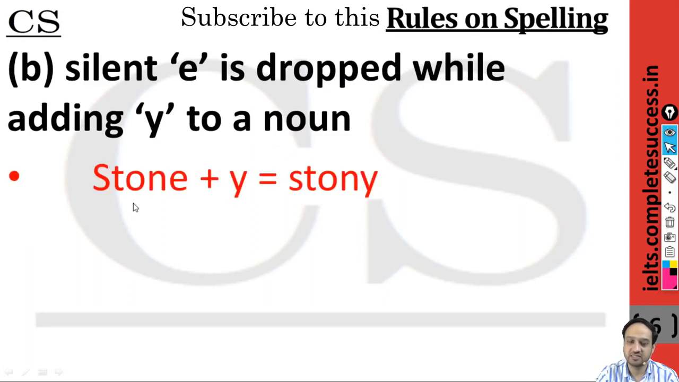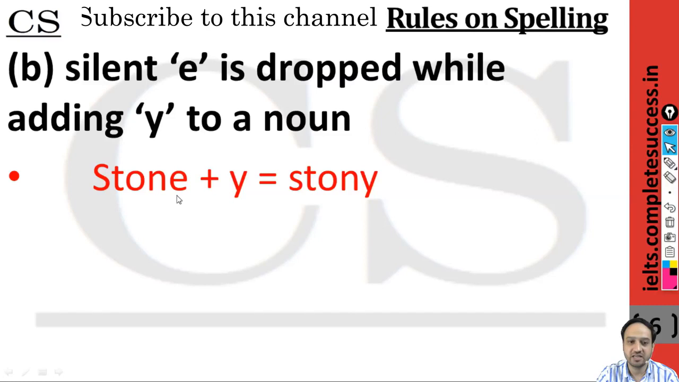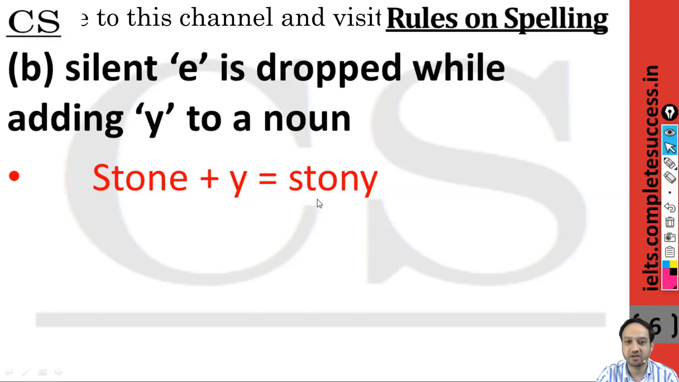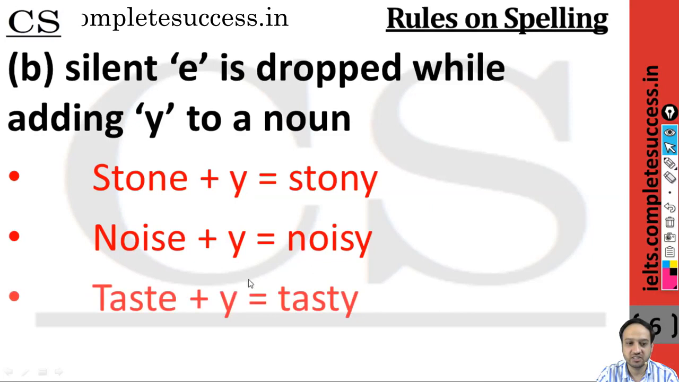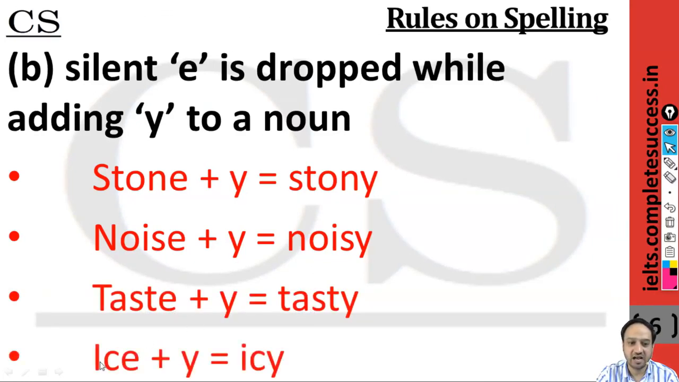The second part is that silent e is dropped while adding y to a noun. Examples: the word stone, when we add y it becomes stony, and in the word stony you can see there is no e. Noise plus y, noisy. Taste plus y, tasty. Ice plus y, icy. So we have dropped the last letter e when we add y.